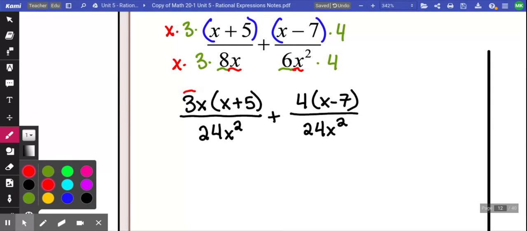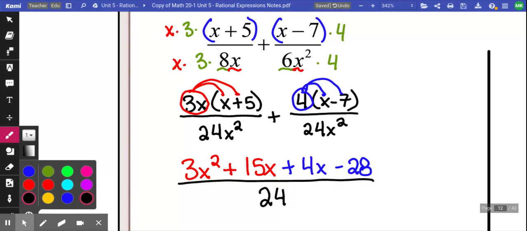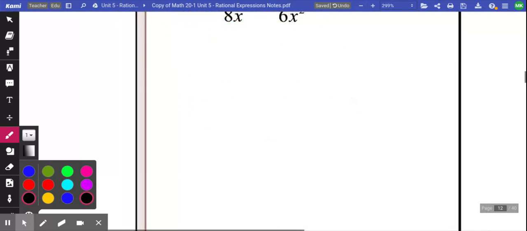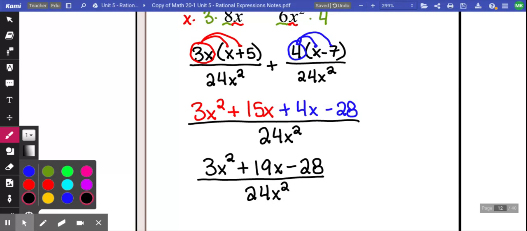The only way we can write it as one fraction is if we expand the top, right? That way we can collect our like terms. So we're going to expand our tops to become 3x squared plus 15x. And this one becomes plus 4x minus 28, divided by 24x squared. Across the top, I can combine like terms. It becomes 3x squared plus 19x minus 28 divided by 24x squared.